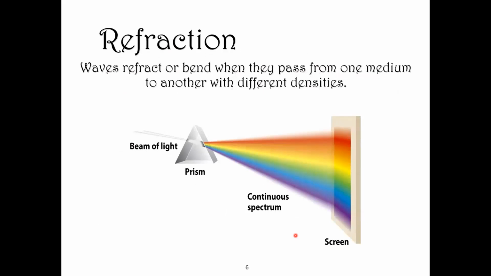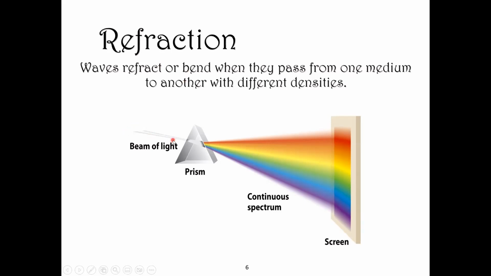And then with light, with these waves, we're going to see that there are different sorts of processes that can happen. And when we're looking at light in particular, one of those is going to be refraction.